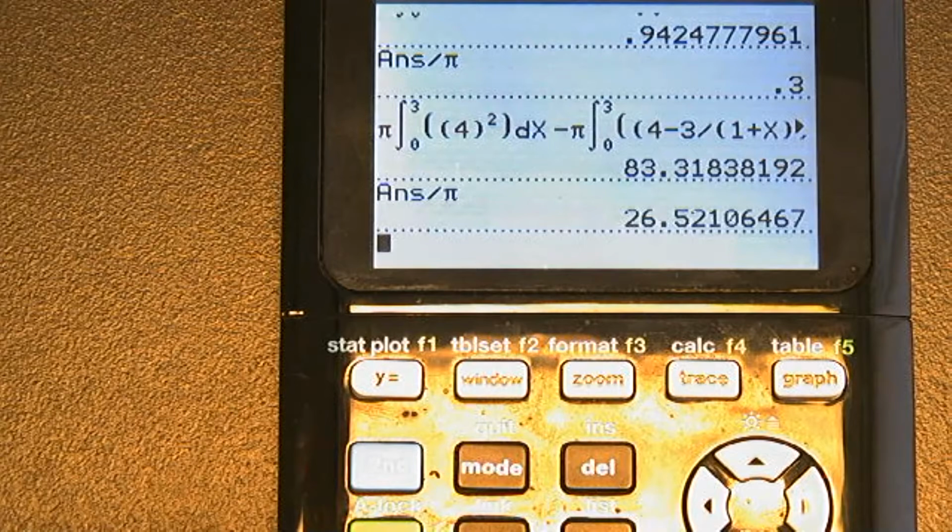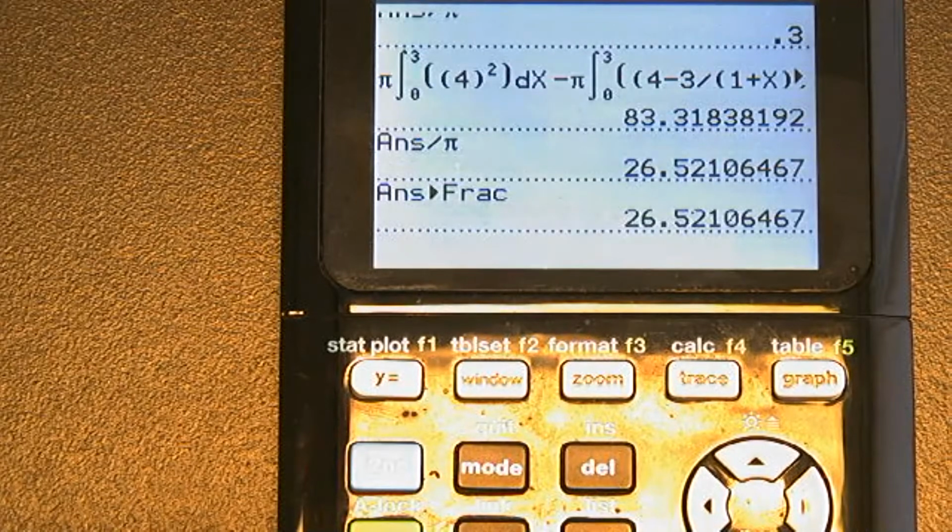you don't get a nice answer. So you don't get a whole number or a nice fraction that you can convert. It just does not work out, right? You can't convert that into a fraction. And so it doesn't come out to be a nice fraction because of that 3 over 1 plus x, when you're integrating with that, you end up with natural logs.